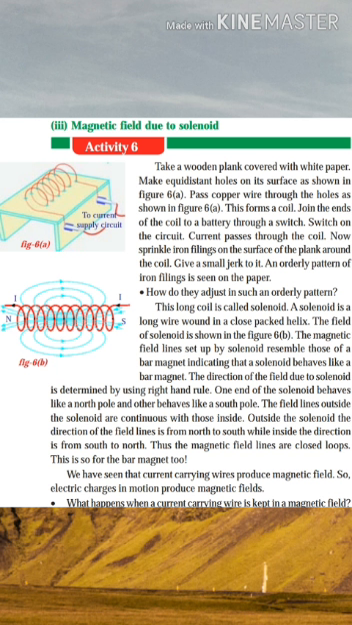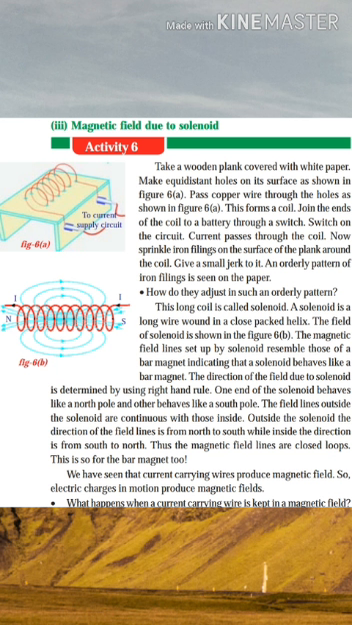Now we are seeing activity 6, magnetic field due to a solenoid. This long coil is called a solenoid. A solenoid is a long wire wound in a close-packed helix. It is a helix shape. You can see in the figure. The field of the solenoid is shown in figure 6.